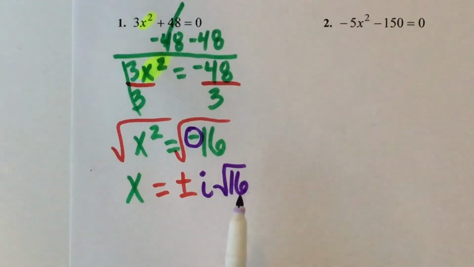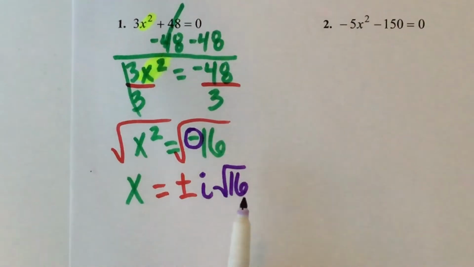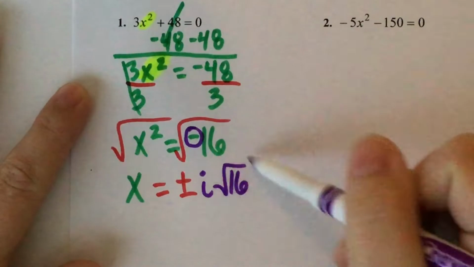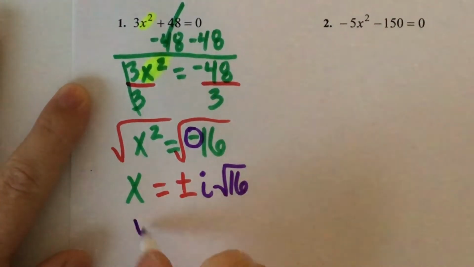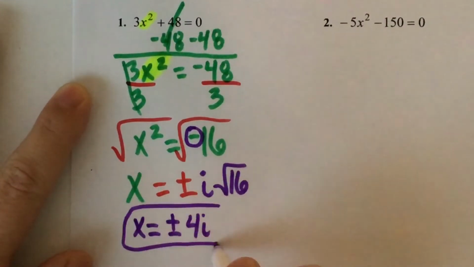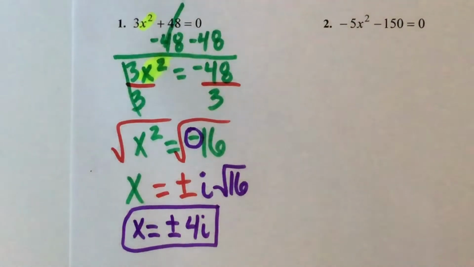If you need to break it down, break it down. But this is a perfect square in this example, so it's going to come out nice and clean. And what's the square root of 16? 4. So our answer is plus minus 4i. And that's our answer, and we're done.